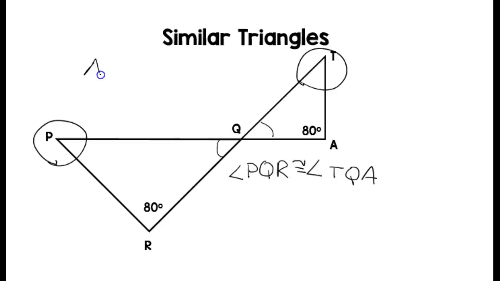So we can say that triangle PQR is similar to triangle. Now, I started at P, I started at the blank angle, so I'm going to start at the blank angle over here. TQA.